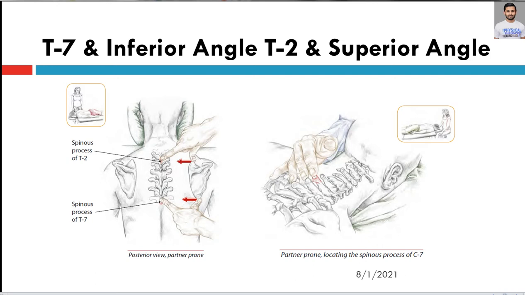So how we differentiate between C7 and T1 is with the help of a movement. If you ask your client or partner to keep on moving, and if that most prominent spinous process moves, if it is mobile, then it is assumed to be C7, and if it is fixed, then it is assumed to be T1, because T1 is more fixed as compared to C7, and C7 is mobile as compared to T1.